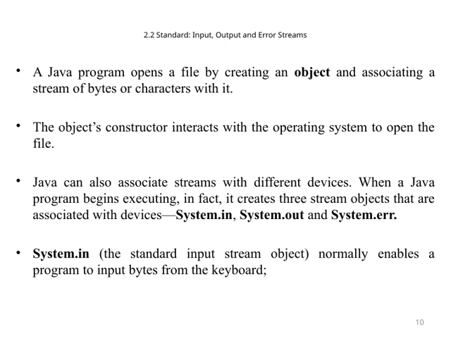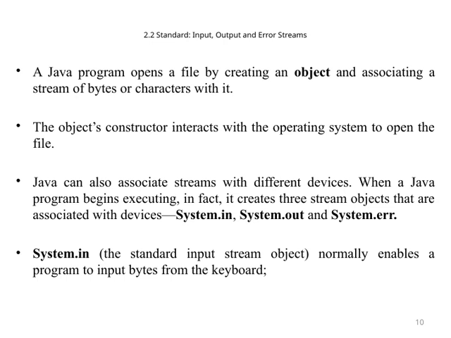For example, when a program starts running, it automatically creates 3 key stream objects linked to devices. These are System.in, System.out, and System.err. System.in, which is the standard input stream, typically allows a program to receive input from the keyboard. This setup is fundamental because it enables user interaction with the program.